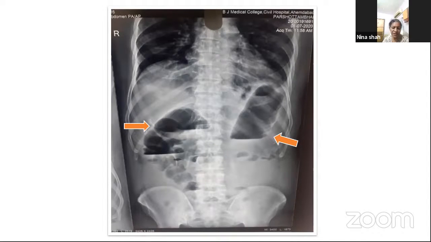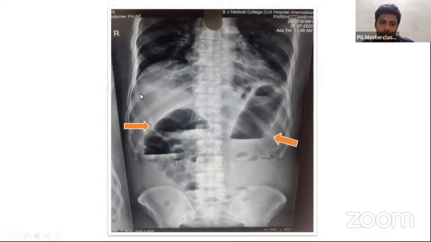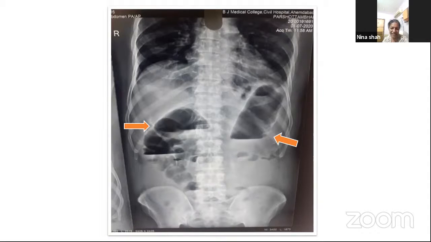Why do you say it is a large bowel? Because here haustrations could be seen and peripherally placed dilated loops. Okay, but what else? It's more as compared to the fluid. Will you say it is an obstruction?